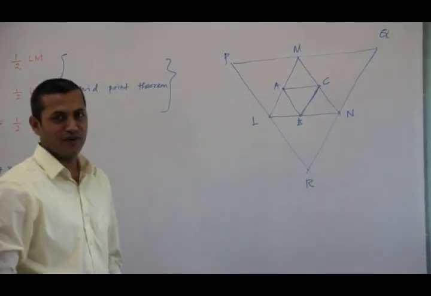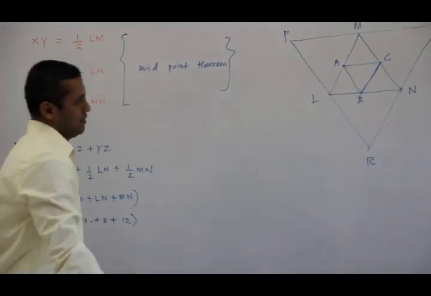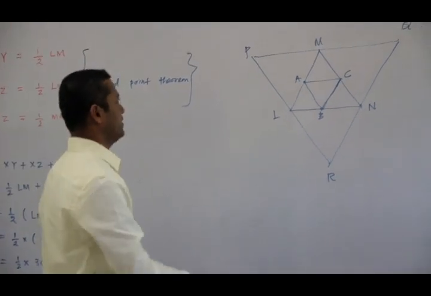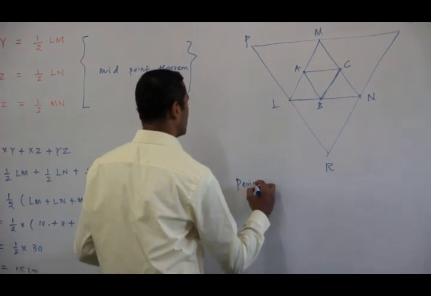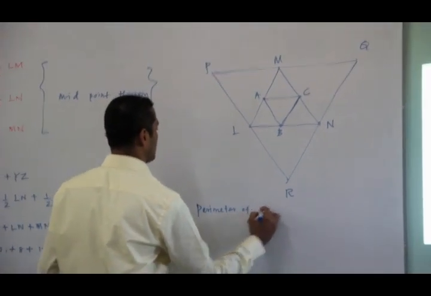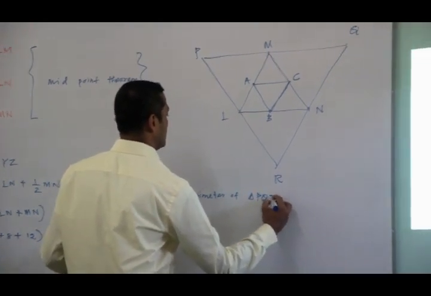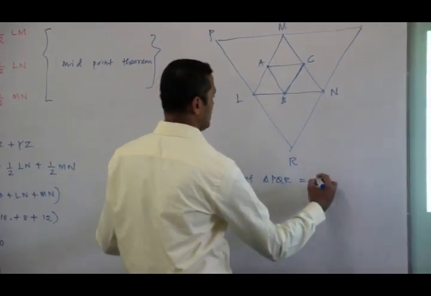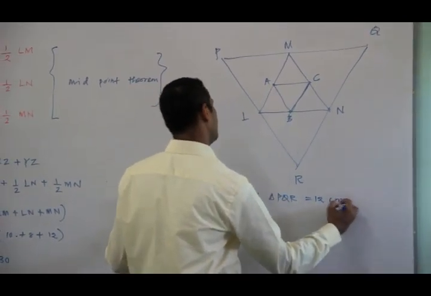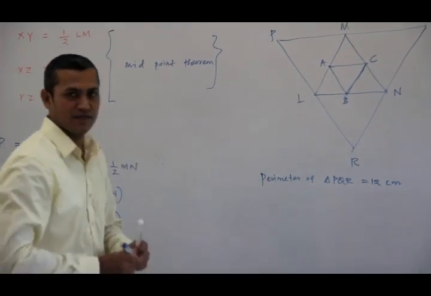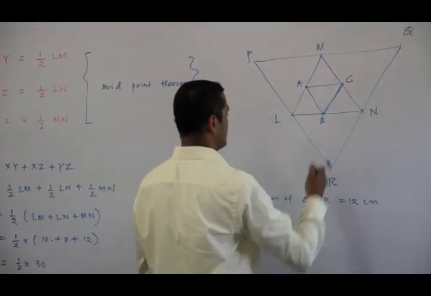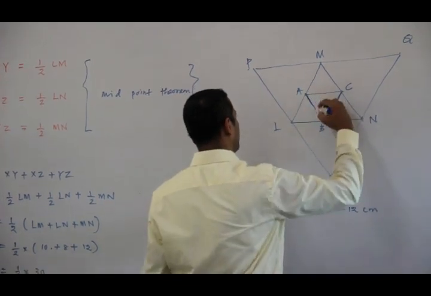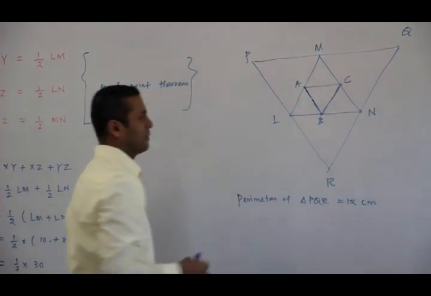Now the question is to find what is given here. The perimeter of triangle PQR is given. Perimeter of PQR. It is given. How much? 12 centimeter. The question is to find what? The perimeter of triangle ABC. Perimeter of this small triangle. That is the question. To find the perimeter of ABC.